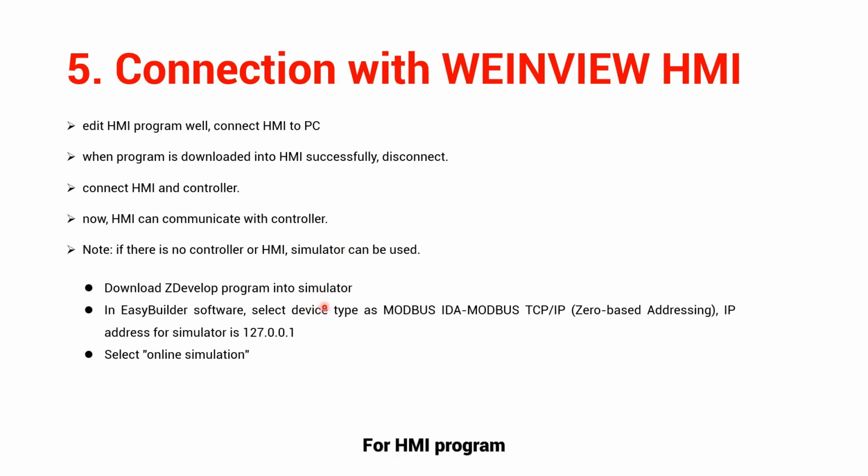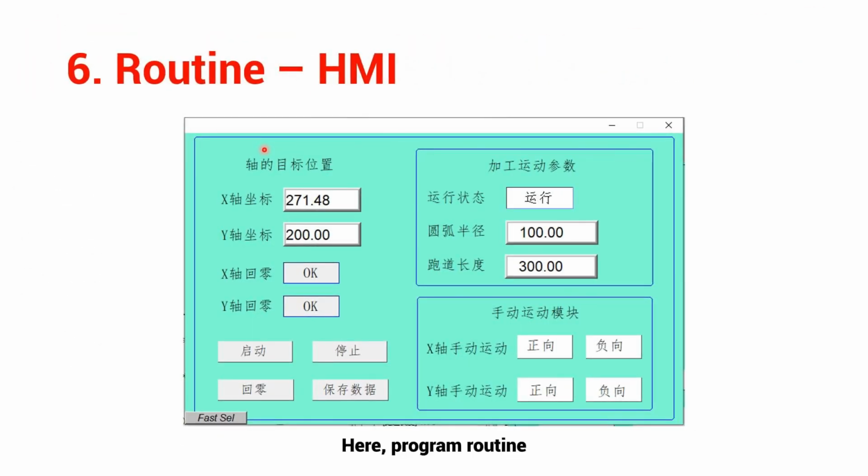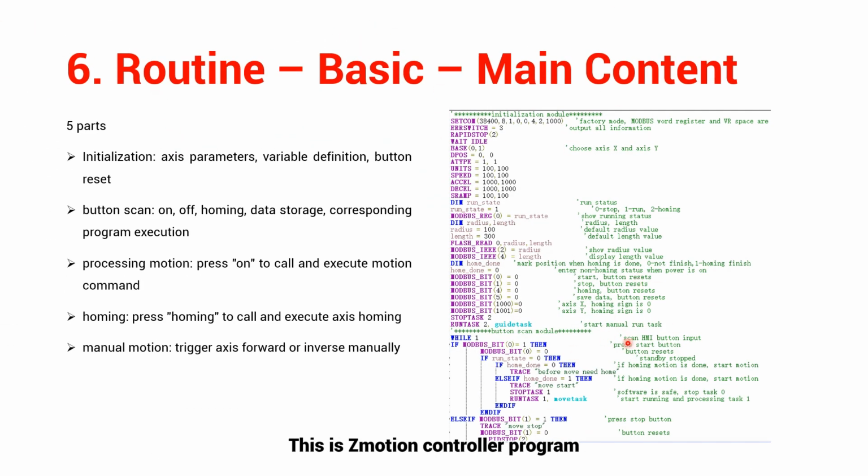For HMI programs, using the Ethernet method, the address should be 127.0.0.1. Then select Online Simulation. Here, Program Routine. This is the WineView HMI program. This is the Zmotion controller program.